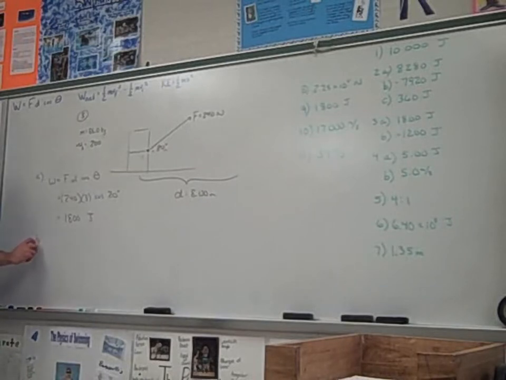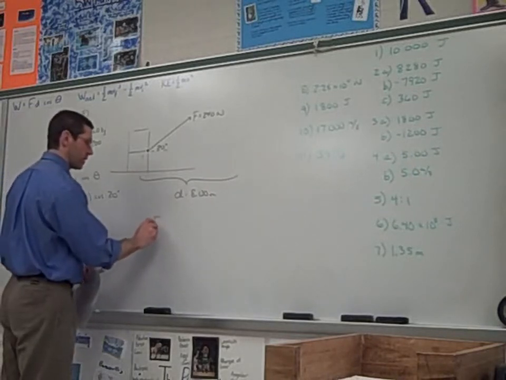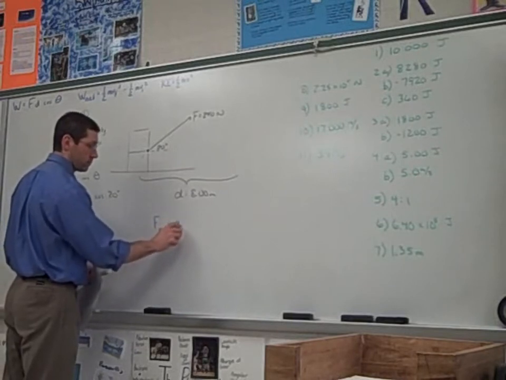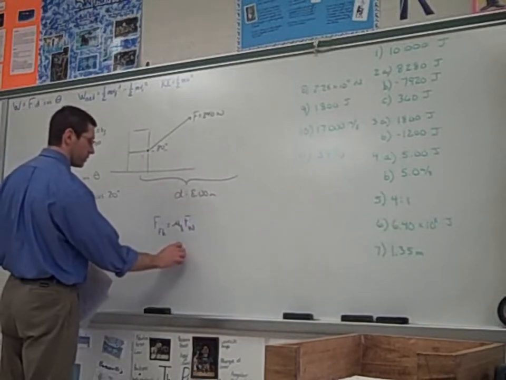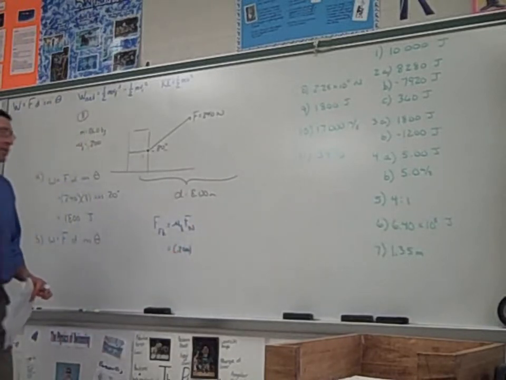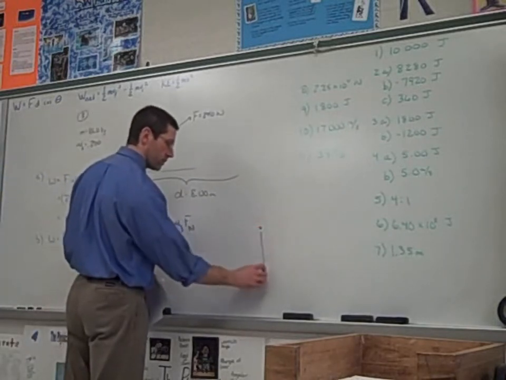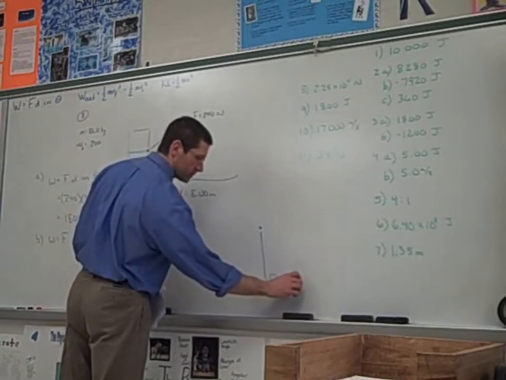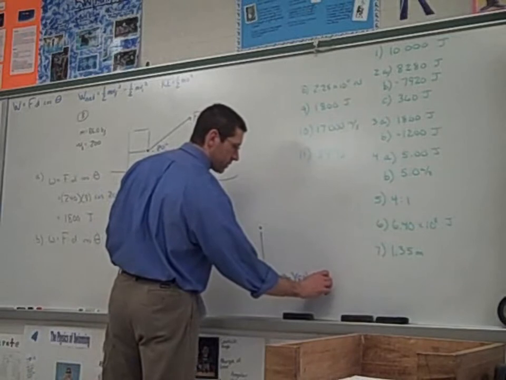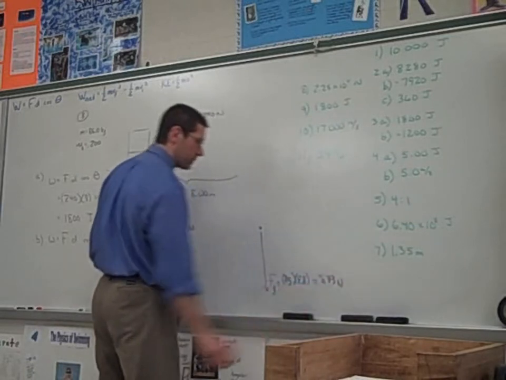Now we need to know the work done by friction. Again, F d cosine theta, but now this F is going to be friction. So let's find the friction force. To find friction, we need to use mu k F N. Now, mu k is 0.200. Let's quickly look at the free body diagram for the refrigerator. Fg is equal to 85 times 9.8, which is 833 newtons.